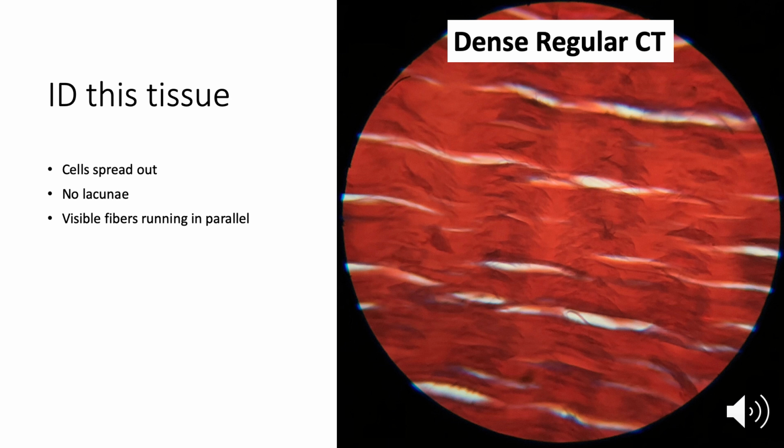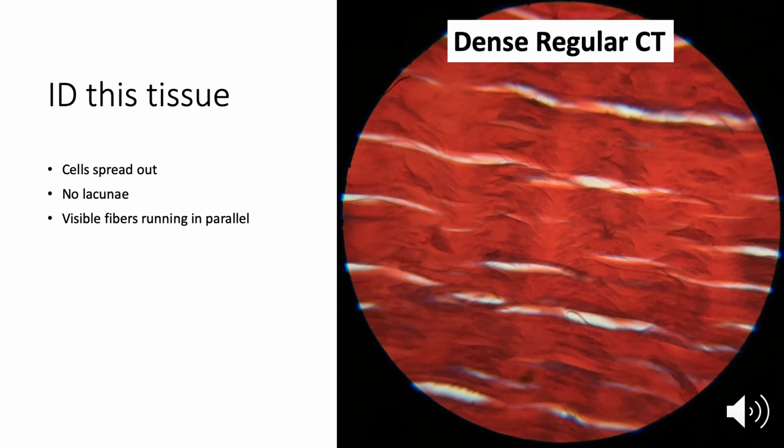So we know it's a connective tissue because the cells are spread out. We know it's not cartilage because there are no lacunae. And because those fibers are packed tightly, it's a dense connective tissue, and the regular array tells us it's dense, regular connective tissue.